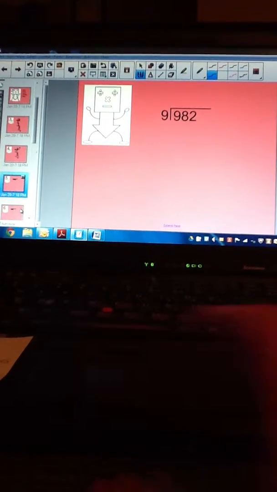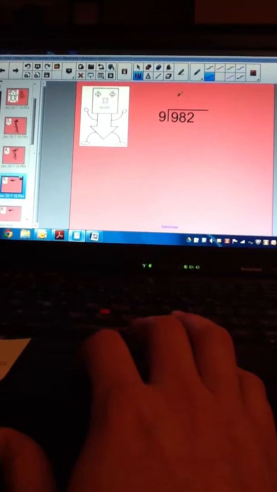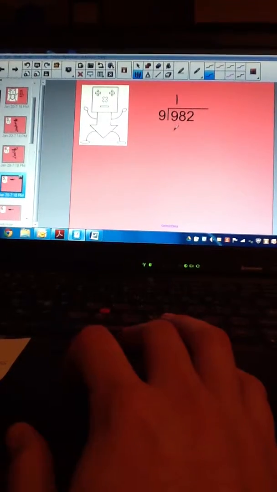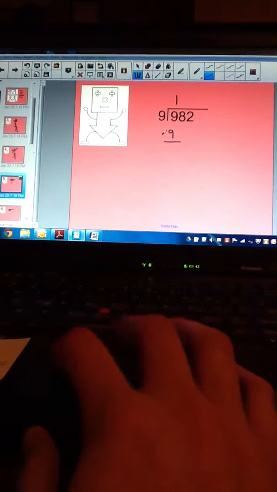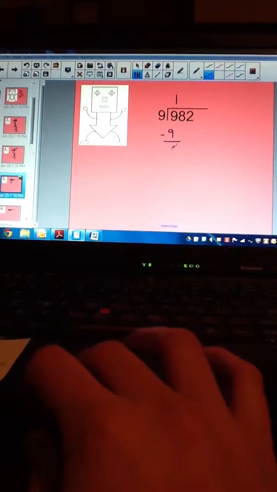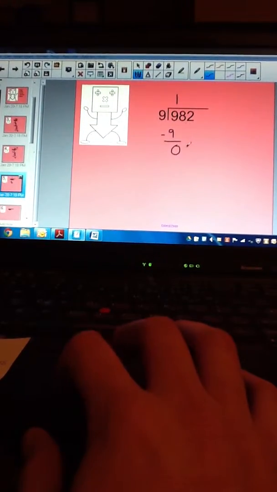Okay, let's see if you got this one right. 9 fits into 9 one time. 9 times 1 is 9. I subtract, and I get 0. Then I bring down my 8.